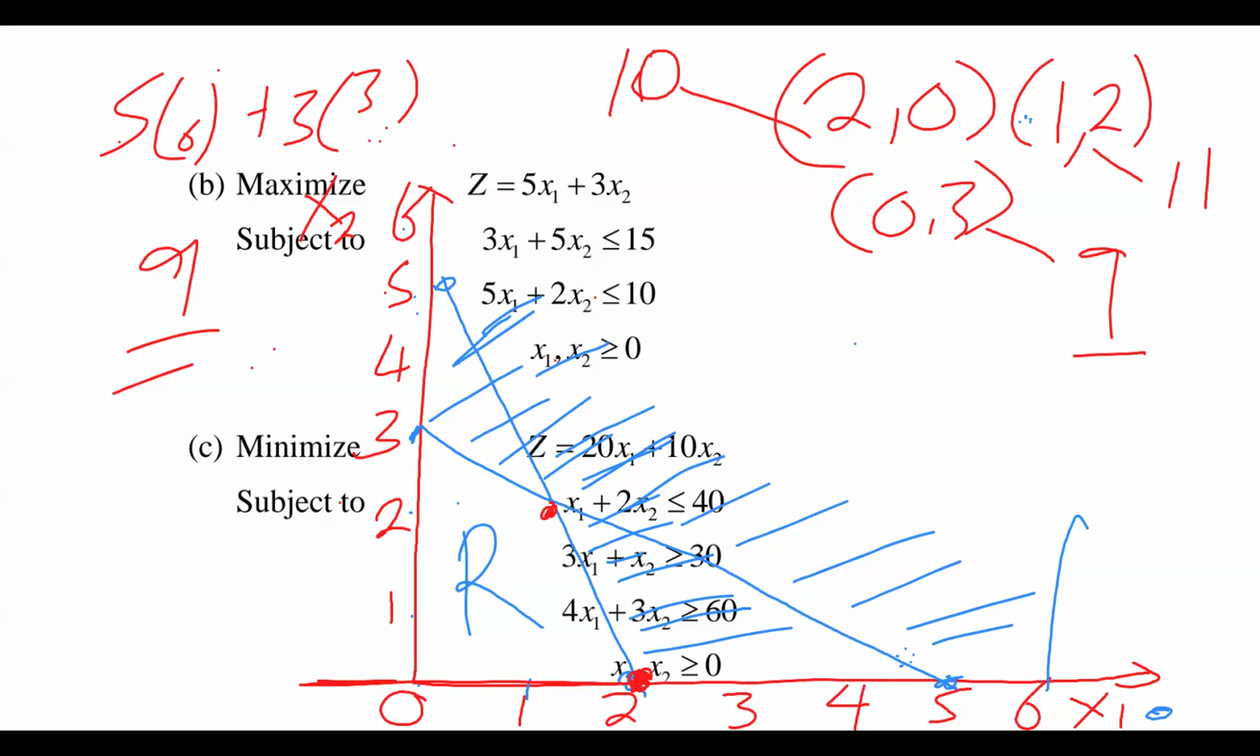So how many units of X1 should the person produce to maximize the profit? X1 is 1, then X2 is 2. Yeah. And then the maximum profit shall be 11 units.